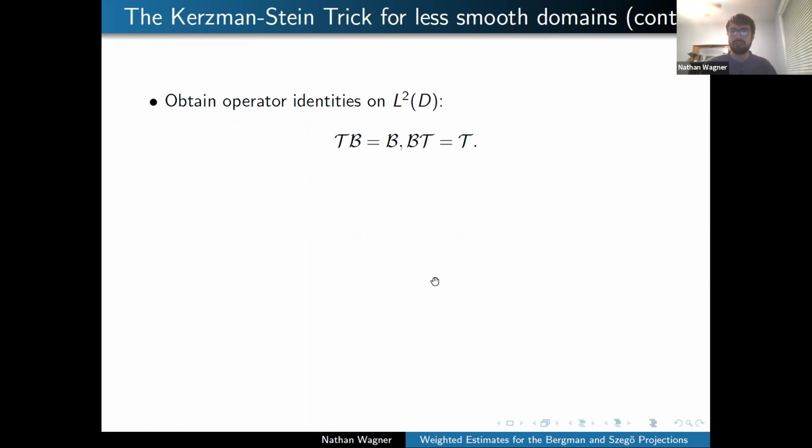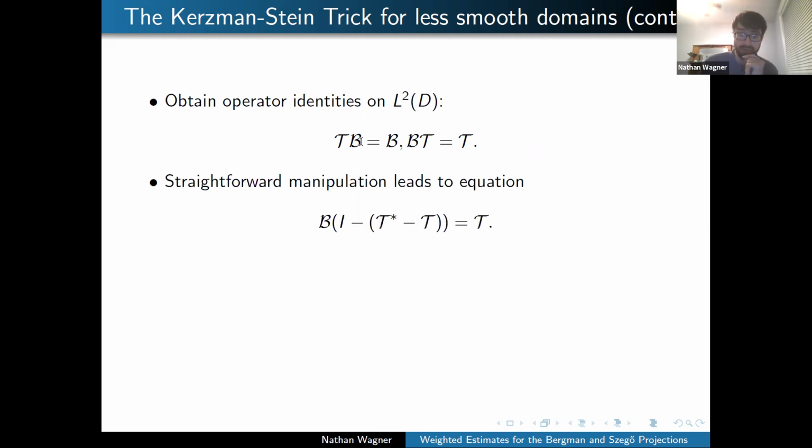And so how does that help you with your original operator? Well, because the operator T is a non-orthogonal projection onto A2 that produces and reproduces holomorphic functions, you can get the following operator identities: TB equals B and BT equals T, and those hold on L2. So if you think about the first one for a second, if I apply this to a function f in L2, Bf is going to be holomorphic, right? Because the Bergman projection produces holomorphic functions, and then T reproduces holomorphic functions. So T applied to Bf is just going to give me Bf, and that's where the first identity is coming from. The second identity follows from a similar reasoning.